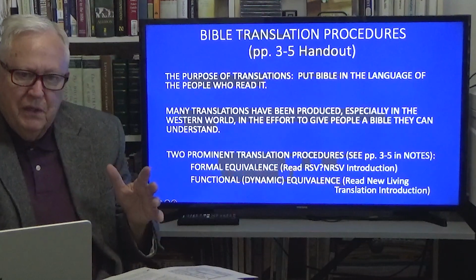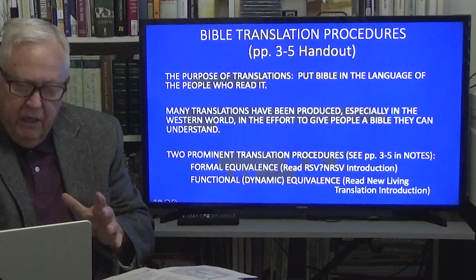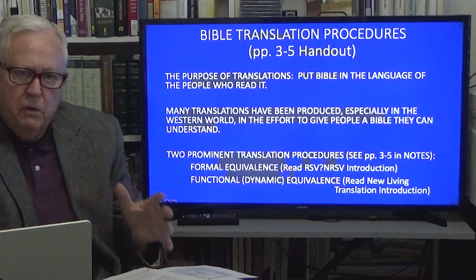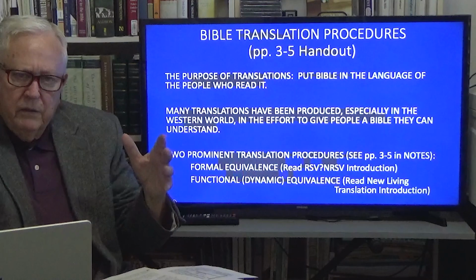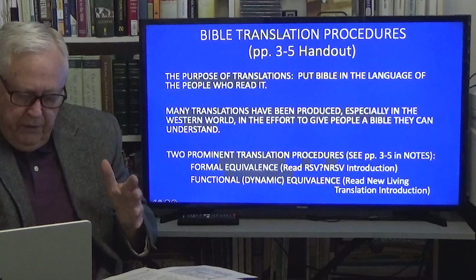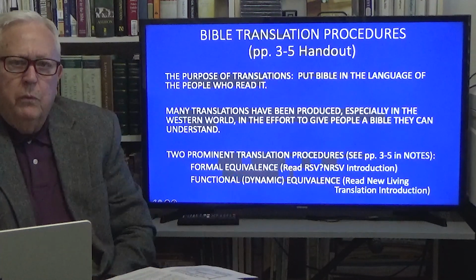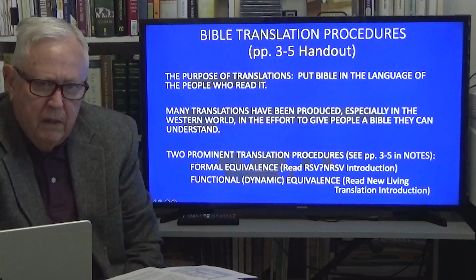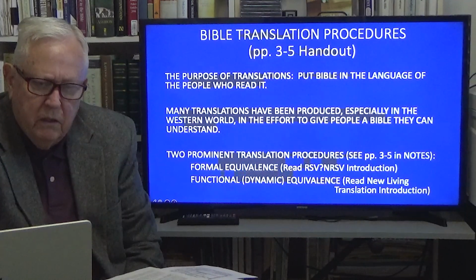All right. The next one is, they used to call it dynamic. Now we call it functional equivalence. I would call functional equivalence interpretive translation rather than as literal as possible, as free as necessary. This one is more interpretive. To understand dynamic equivalence, you need to read the introduction to the New Living Translation. I think Trevor Longman wrote that. I'm not real sure because it doesn't say that I could find.